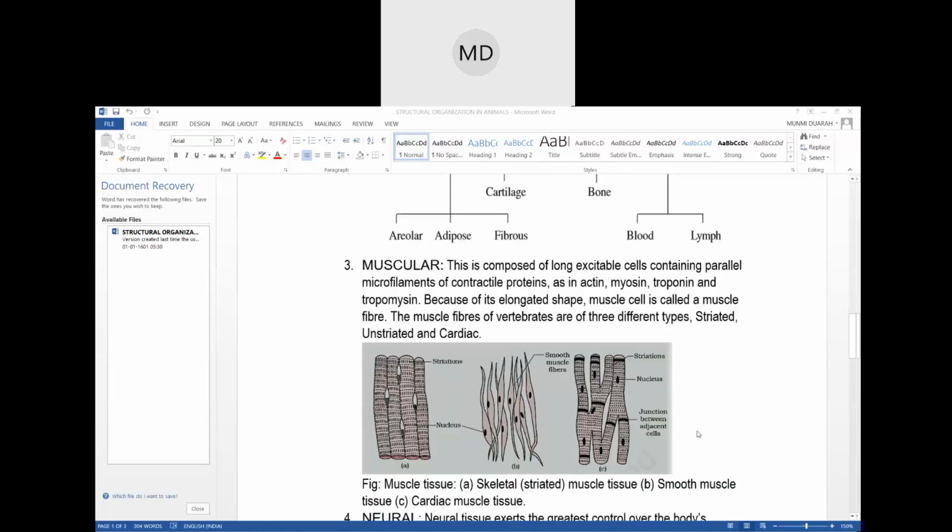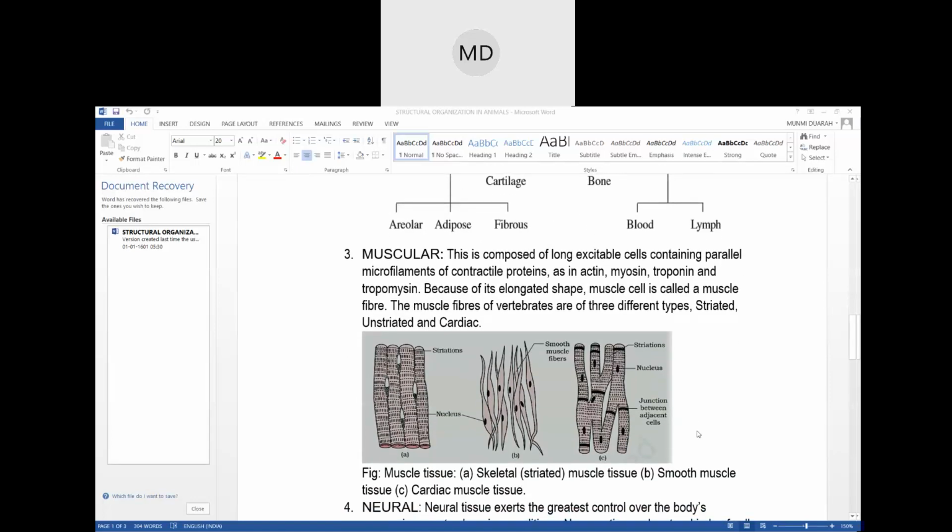Next comes muscular. All of you are familiar with the muscular tissue, because it forms the muscles. Muscular tissue forms the muscles.